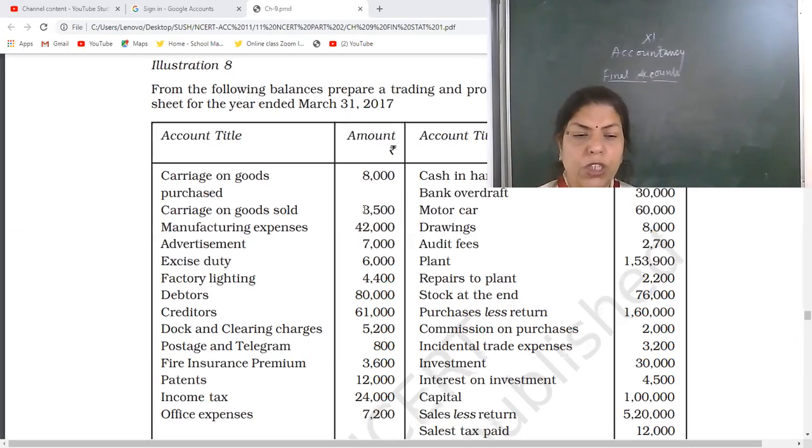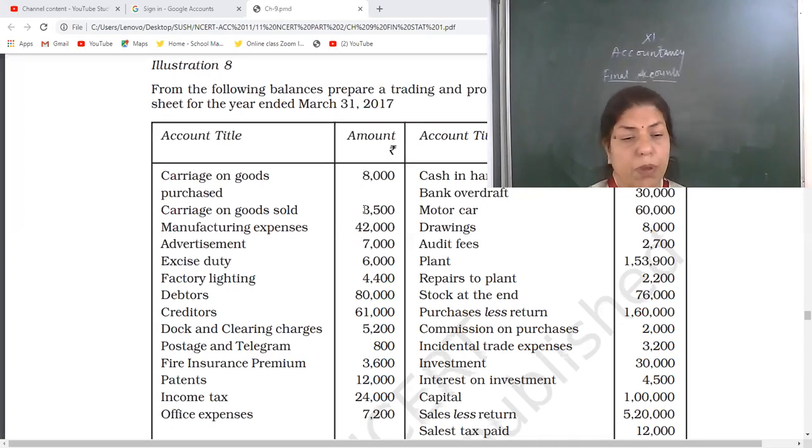trading; postage and telegram, fire insurance premium, P&L. Both are on the debit side because in the P&L account we show all the expenses and losses on the debit side. Then patent. Just now I told you, patent means intangible asset and that is an asset, that's why shown on the asset side. Very good, balance sheet.